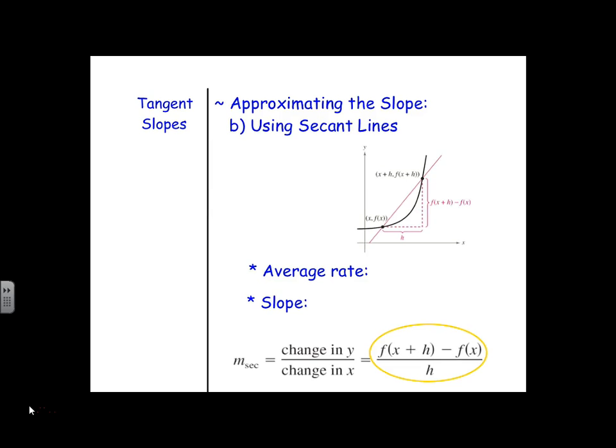But the only kinds of slopes that we can find are the ones that have two points. And if we take any two points on a curve and try to connect them, it's not going to be a curved shape, and it's not going to be a tangent line.